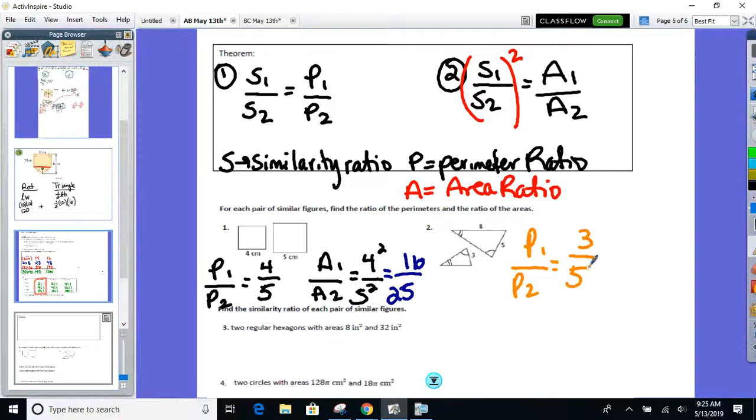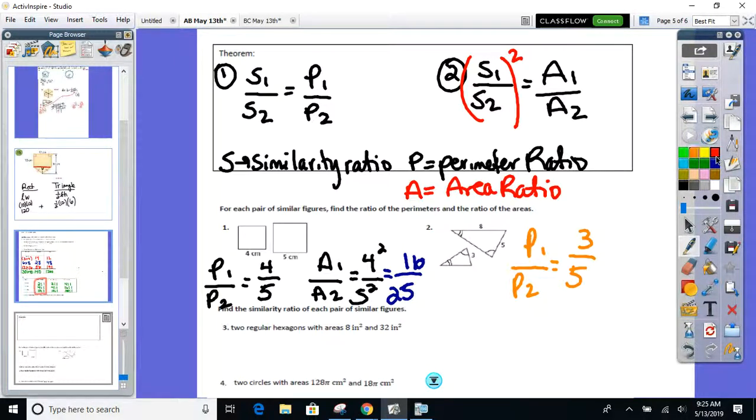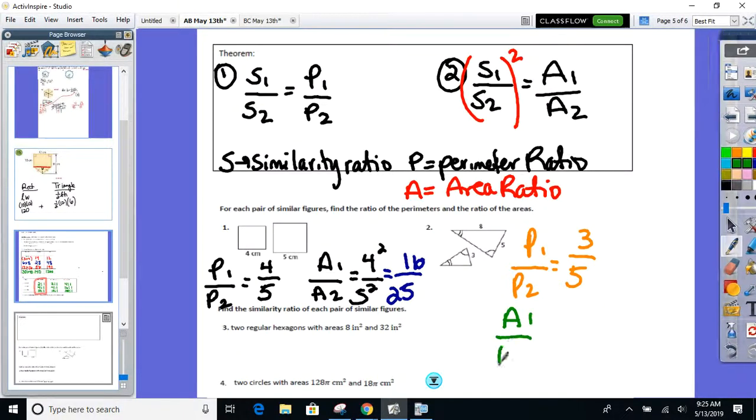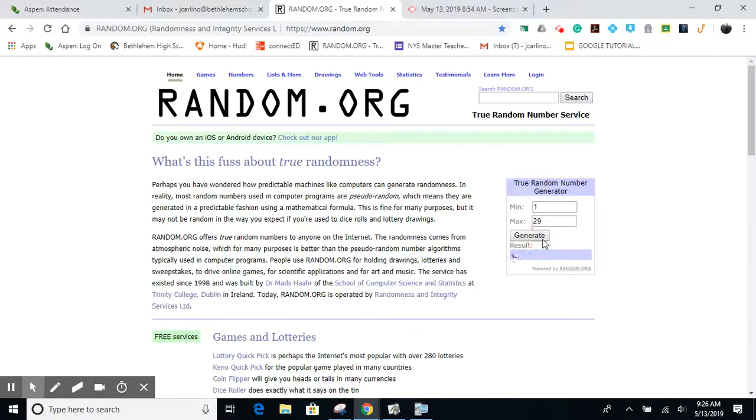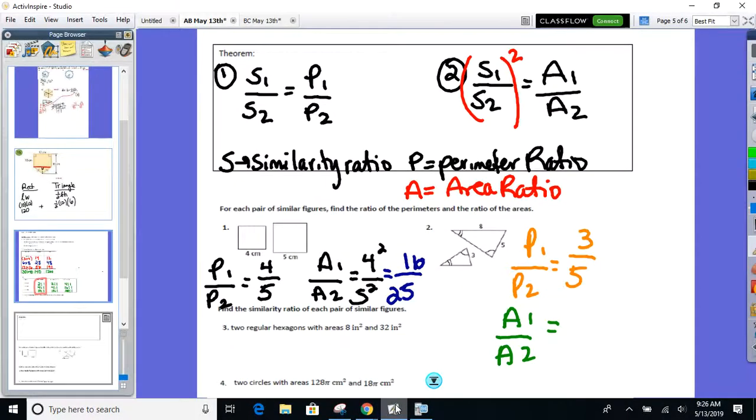Not the actual perimeters, just the ratio of them. And then going based off of that now, how about my area formulas? My area ratio. Similarity was 3 to 5. Area ratio, what do you got for me? 3 squared over 5 squared, also known as 9 to 25.